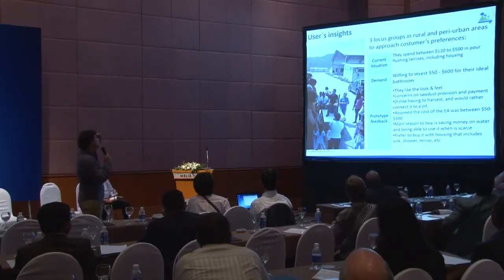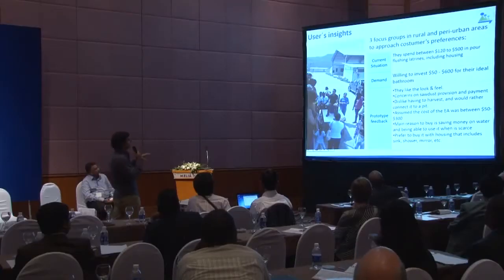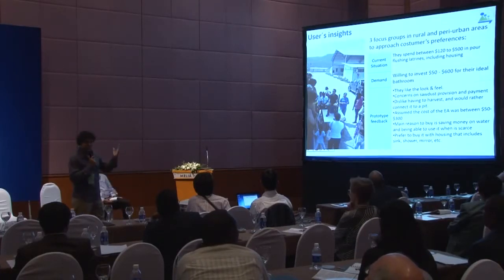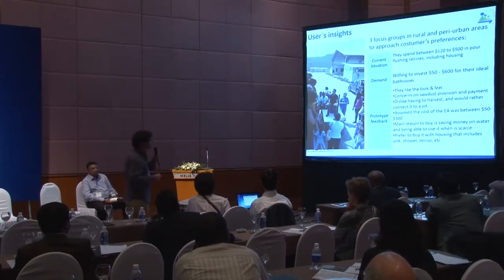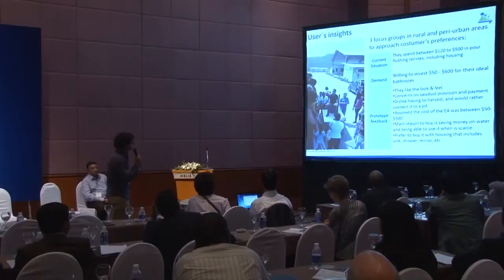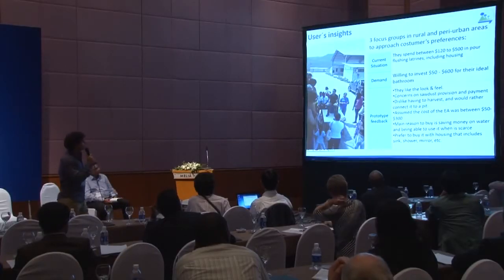The current situation is that they spend between $120 to $500 in constructing latrines, including housing. For the demand, they would like to invest from $50 to $600 for the ideal toilet, but when they demand the ideal bathroom, they demand very high aspirational features, like a mirror, a water sink, a shower. That's what they want to invest for. And about the prototype, they like a lot the look and feel. They have some concerns on sawdust or cover material provision and payment. They dislike having to harvest and would rather connect it to a pit latrine.